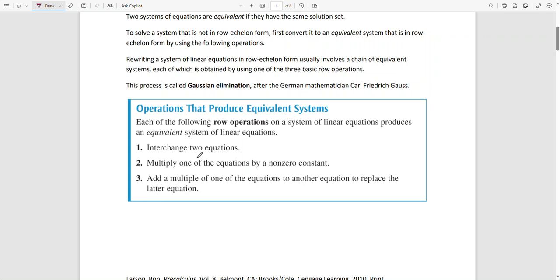We can multiply one of the equations by a non-zero constant, right? We did that in the elimination method. And we could add a multiple of one of the equations to another equation to replace the latter equation. I'm going to show you this one a lot, and that's exactly what we did, right? We multiplied our equations appropriately, so we had the same coefficient differing by a sign, so when we add them together, the variable is eliminated. Same thing here, only in a very precise process.